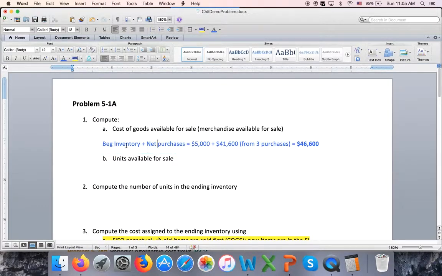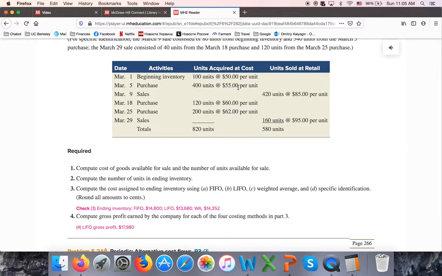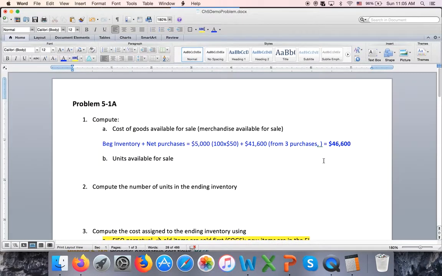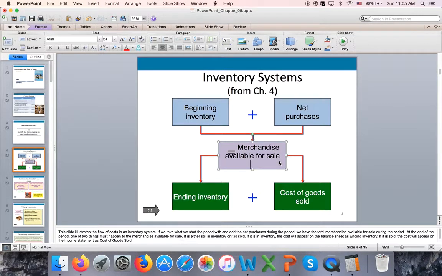Here we go. It's the beginning inventory, $5,000. I want to remind you, we had 100 items at $50 each. That was given. And we add what I purchased, $41,600 from 3 purchases. I'm just going to take all of these purchases and multiply them together, and it will result in $41,600. So together it's $46,600. That does not change. So right here I can say it's $46,600.